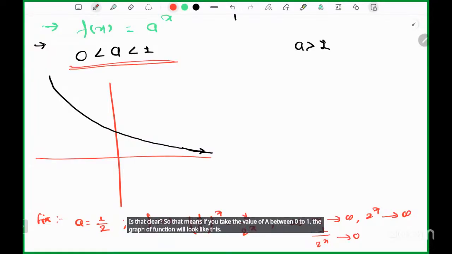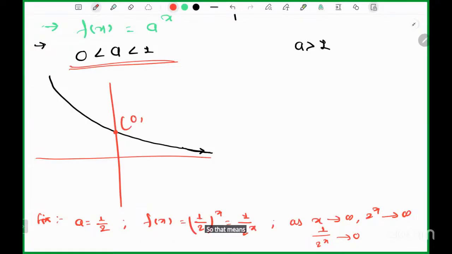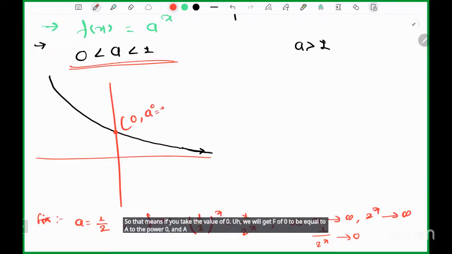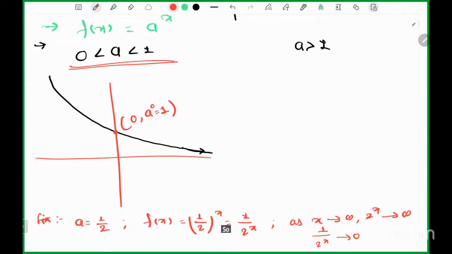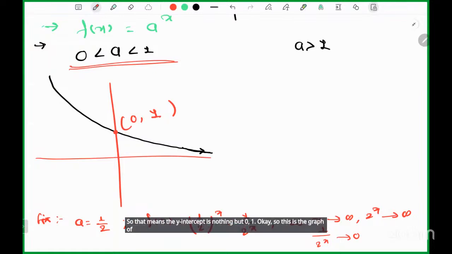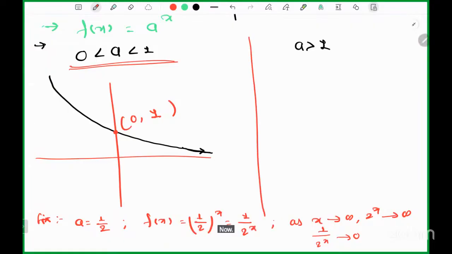Now here you are getting one point where the graph is intersecting the y-axis. So what will that point be? If you take the value of x as 0, we will get f of 0 equal to a to the power 0, and a to the power 0 is nothing but 1. So the y-intercept is nothing but (0, 1). Okay, so this is the graph of the exponential function if the base, that is the value of a, is between 0 and 1.